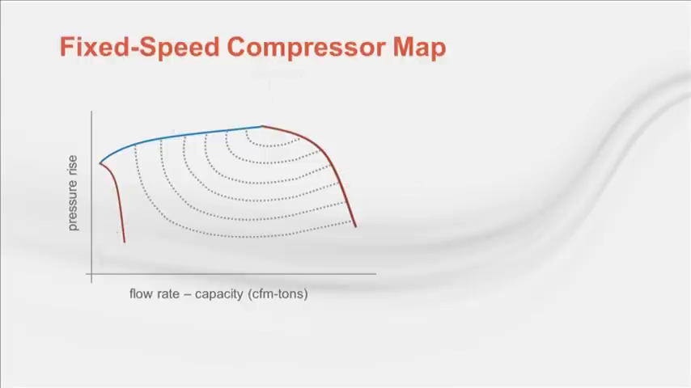Adding compressor efficiency contour lines to the operating map, we find the peak efficiency generally occurs near the selection design condition, with decreasing efficiency as the load and the lift decreases.